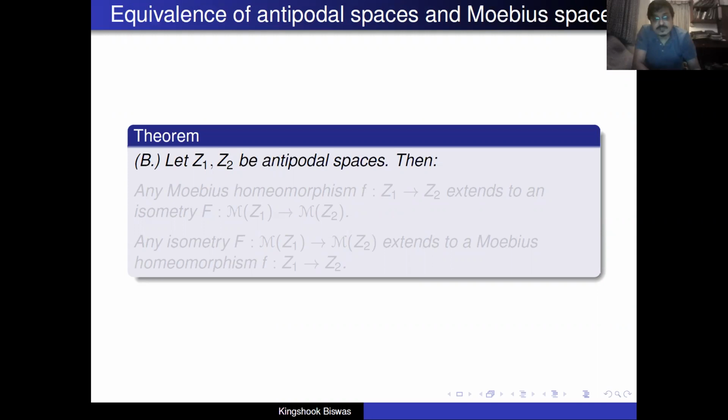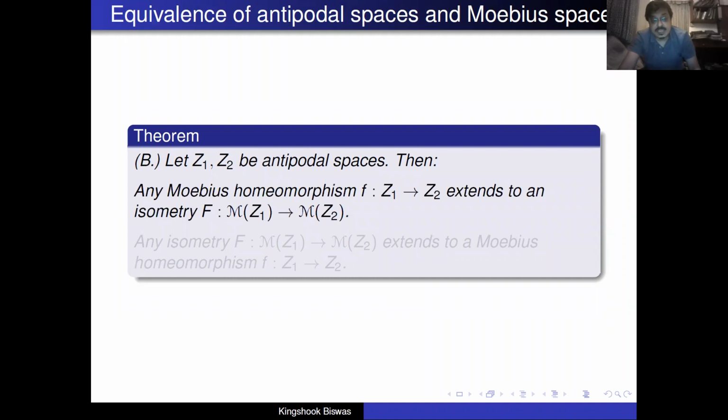So we have the following equivalence between antipodal spaces and the corresponding Moebius spaces. Let Z1, Z2 be antipodal spaces. Then any Moebius homeomorphism F from Z1 to Z2 extends to an isometry capital F from MZ1 to MZ2. And this is easy to see, actually. The isometry is nothing but the push forward of antipodal functions, right? Since F is Moebius, if you push forward an antipodal function on Z1, you will get an antipodal function on Z2, which is in the same Moebius class. And so that will be the isometry. It's just the push forward of antipodal functions. This is the isometric extension.